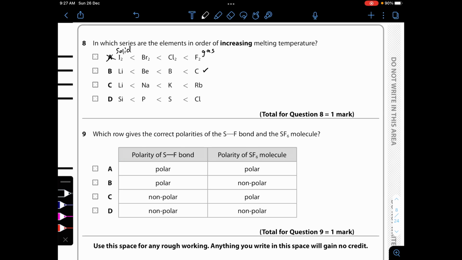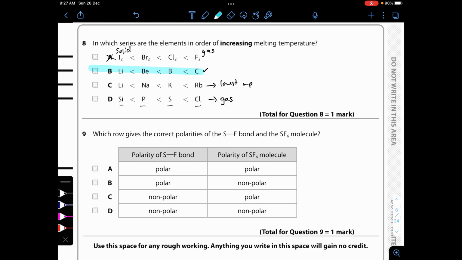C. Let's look at C. So Li, Na, rubidium. This is going down group 1, and Li has the greatest melting point, so this is the lowest melting point in the series. What about D? So Si, P, and then chlorine. Chlorine is again a gas, so that's not increasing melting temperature. So the final answer will be B. So that's that.